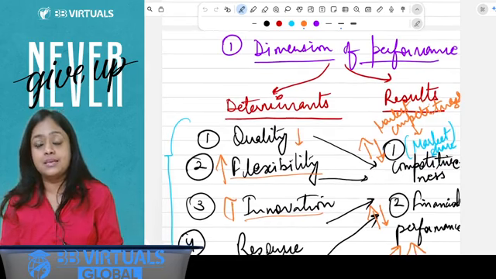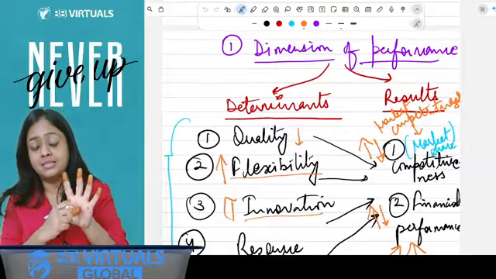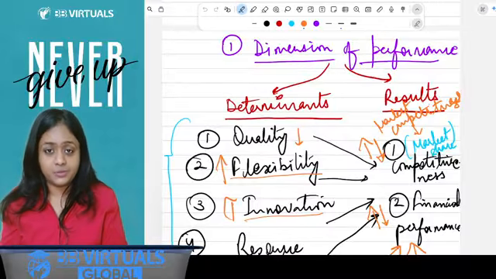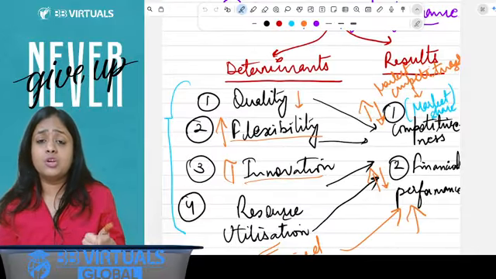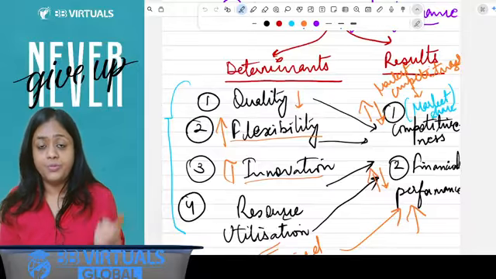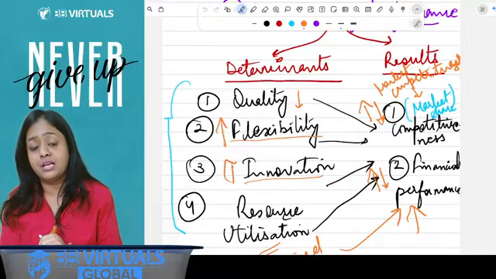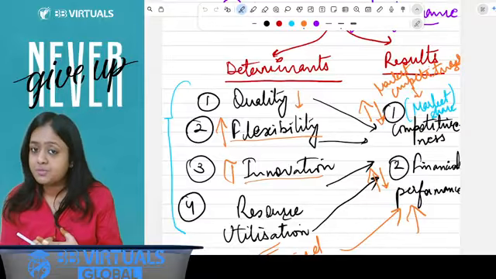It simply says when we are analyzing the performance, we'll have four determinants to analyze it, and the results will be for the two resultants. For example, a determinant is how is the quality level of the products manufactured, the quality of the services offered. What is the flexibility? Flexibility means, can you change as per the customer needs?